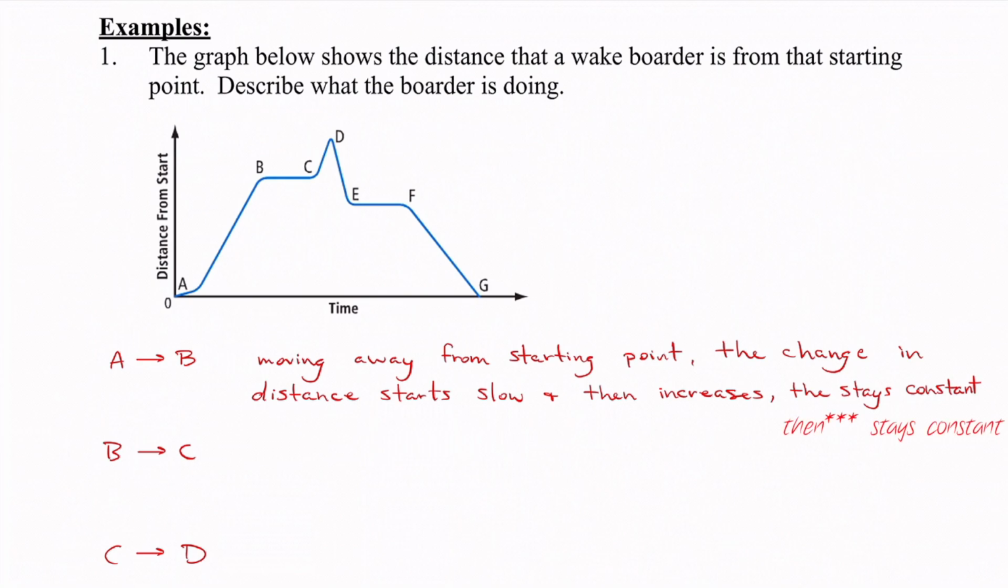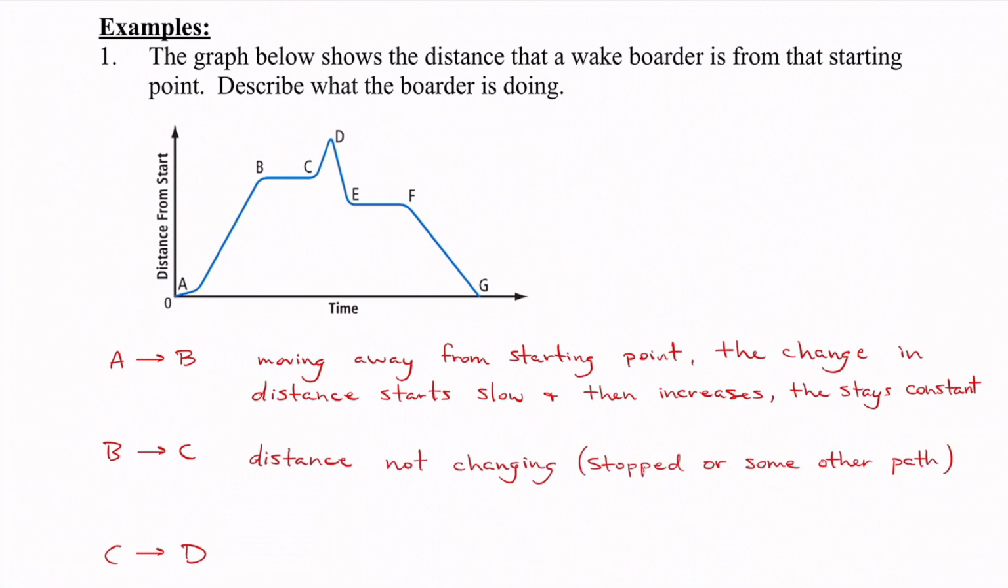Okay, so we got from A to B. Now from B to C, I can see that this is flat. Now we said on the previous page when it's flat, that means you do not have a change in your rate. So our distance should not be changing. So from B to C, we're staying at the same point. So either we're stopped or we're just not moving. So let's write that. Our distance is not changing, we're stopped or on some other path. And that other path, I'm going to describe to you what that could be.